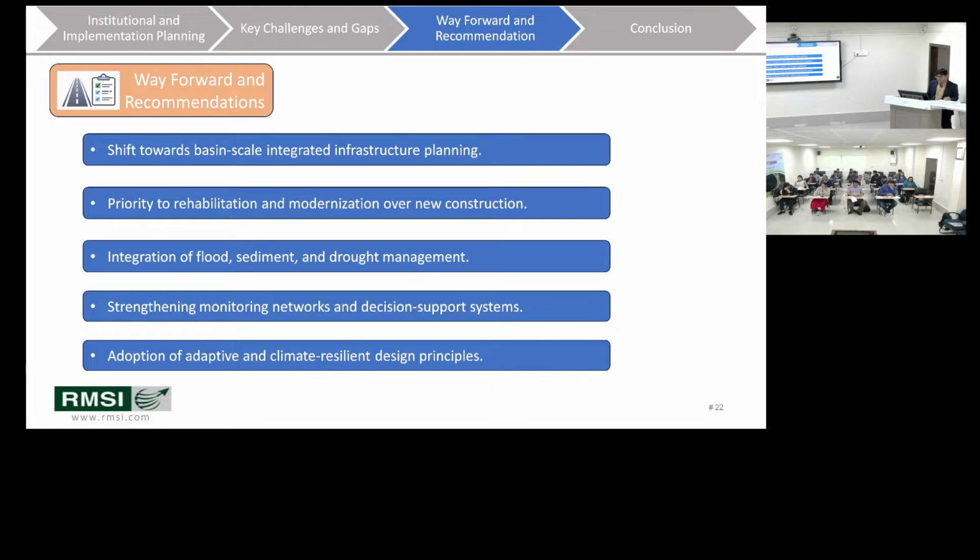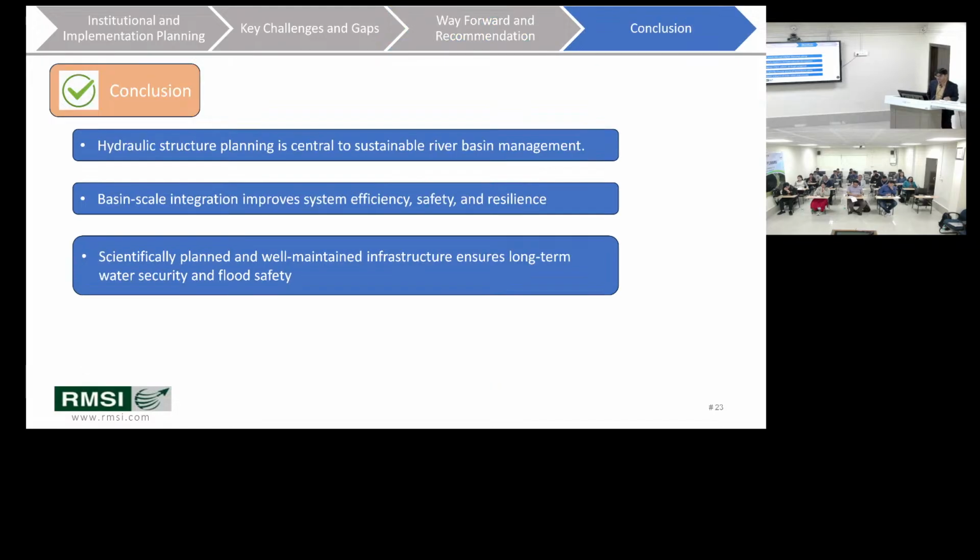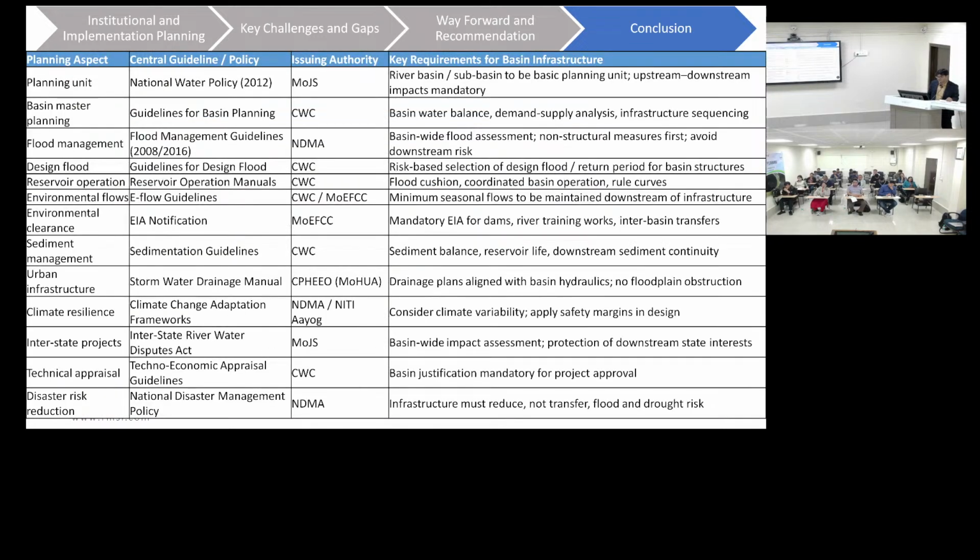Then adoption of adaptive and climate resilient design. Hydraulic structure planning is central to sustainable river management. That is, the basin scale integration. You should consider all the basin stages, safety aspects, environmental consideration and all. Then it should be scientifically planned and well maintained infrastructure to ensure long-term water security and food safety. This is the important slide.